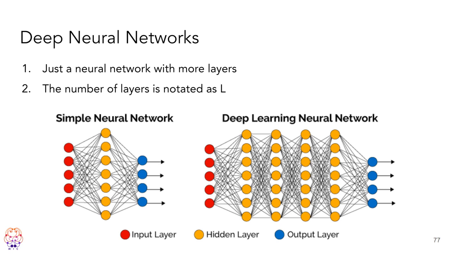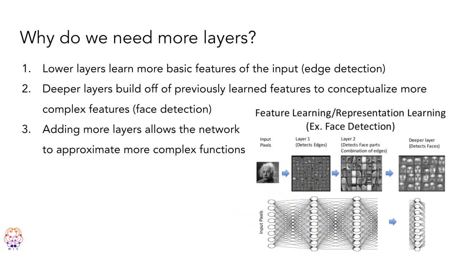All right. So what is a deep neural network? It's basically more layers, and that's it. So there's not really much to explain other than that. And we use more layers because as we add more layers, it can learn more complex functions.